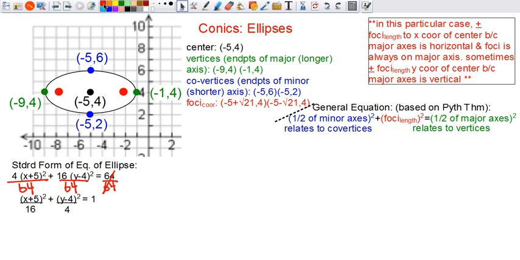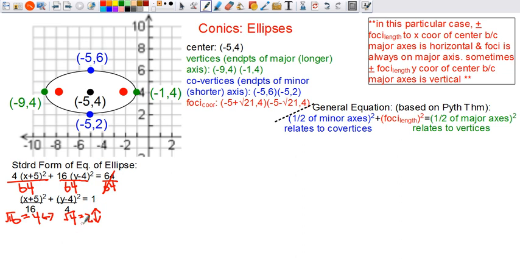Let me write that down just to recap from yesterday. The square root of 16 equals 4, left and right. And here, the square root of 4 equals 2, up and down.